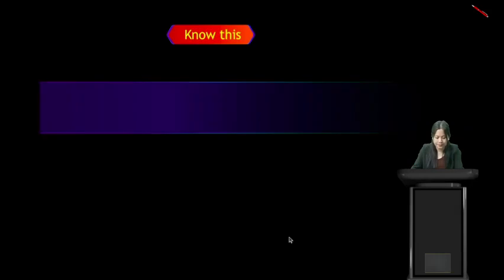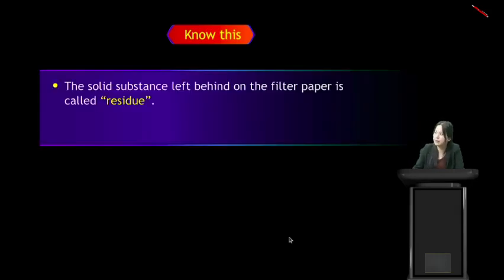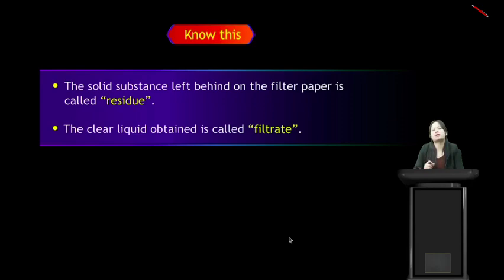Know this: the solid substance left behind on the filter paper is called residue, and the clear liquid obtained is called filtrate. When you mix soil with water and filter it using filter paper, you will see that some solid substance remains on the filter paper. That substance is called residue, and you will obtain a clear liquid in another container. That clear liquid is known as filtrate. So remember the difference between residue and filtrate.